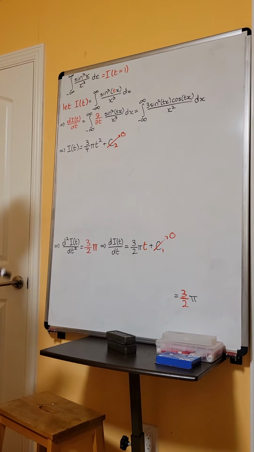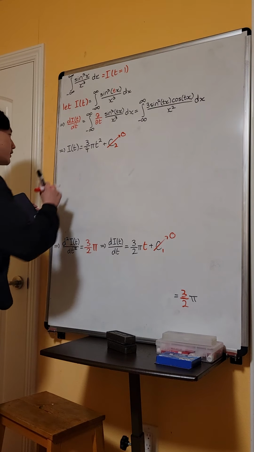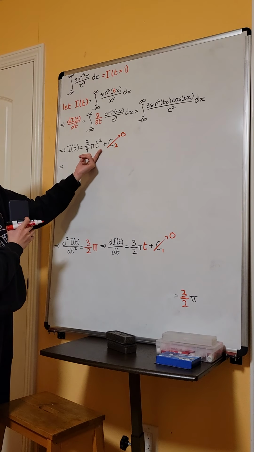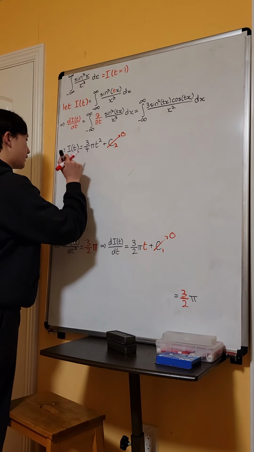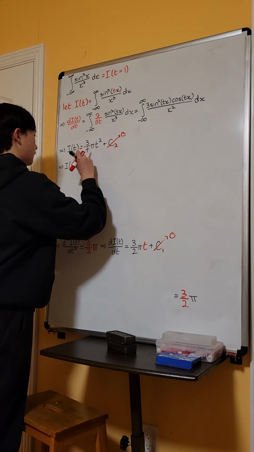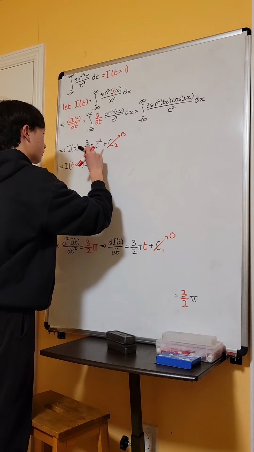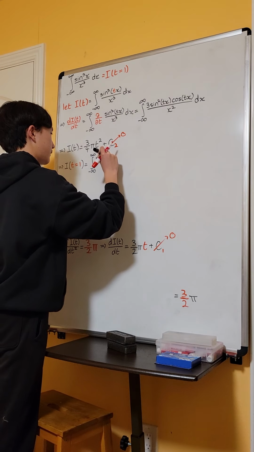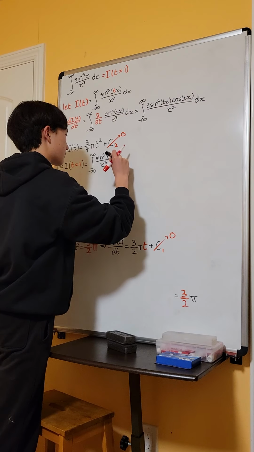Now we found what I of t is, so we're almost done. All we have to do is plug it in. What value works for this to be equal to our original integral? Well, t is equal to 1. So we plug in t equal to 1. First of all, we know that's going to give us our original integral, the integral from negative infinity to positive infinity of sine cubed over x cubed dx.